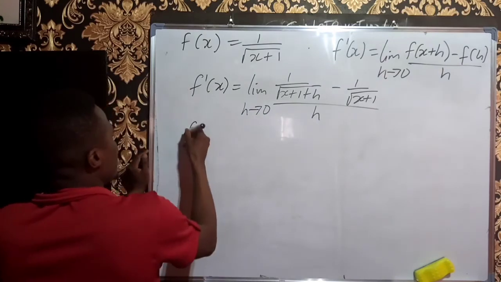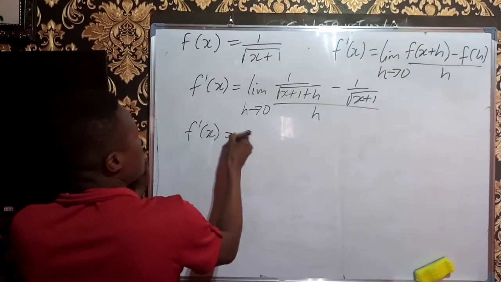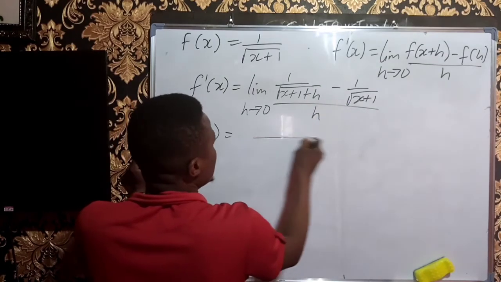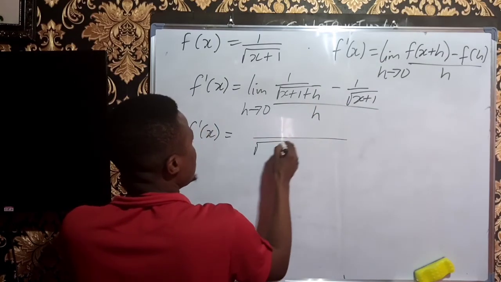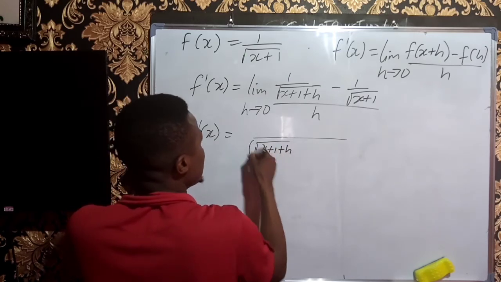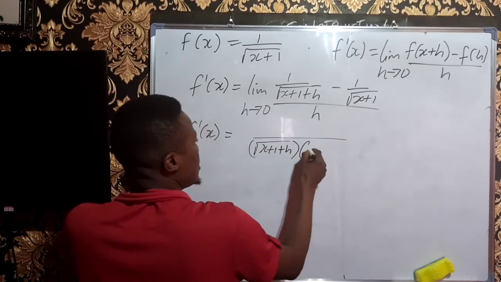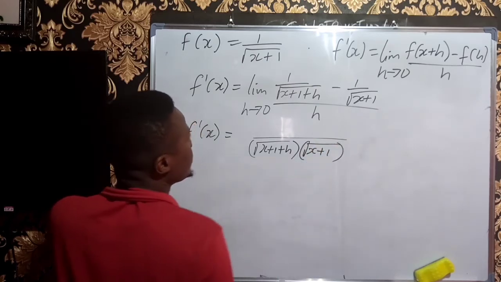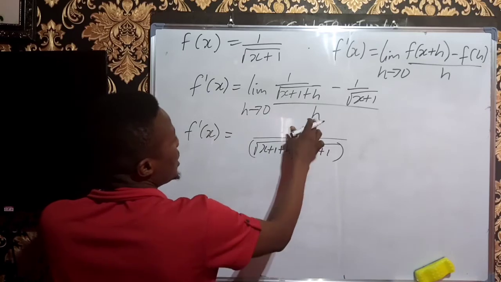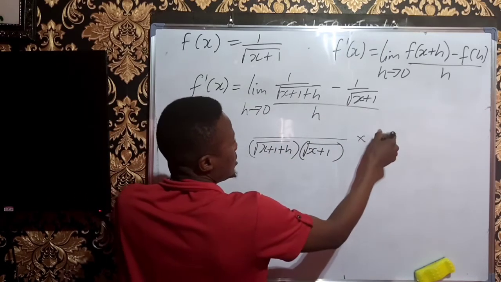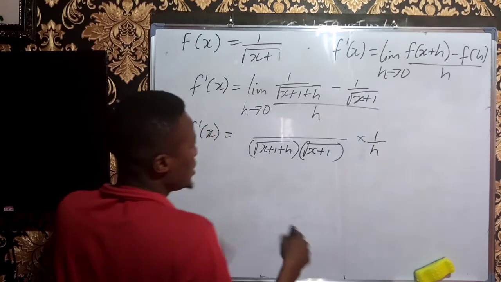Okay, so f prime of x equals, we simplify this using the knowledge of fractions. The LCM will be square root of x plus 1 plus h multiplying the square root of x plus 1. This h, I can change the division to times and turn this upside down. So it's going to be 1 over h.